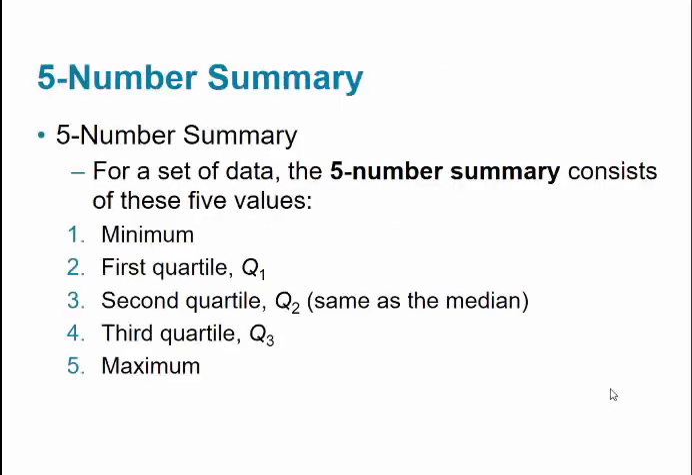So the 5-number summary. For a set of data, the 5-number summary consists of the following: the minimum, the first quartile, Q1, the second quartile, Q2, or the median, third quartile, Q3, and then the maximum. And so that's your 5-number summary.